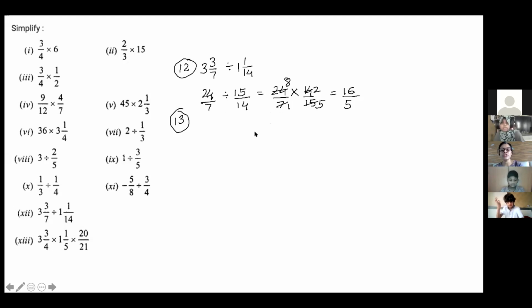Yes, Abdullah. What did you not understand? See, I did 24 by 7 and 14 by 15. Till here it is clear. Okay. Yes, ma'am, I did this also. 7 became 1 and 14 became 2, and 30 upon 7 is the answer. And 15 and 24 I cancelled out. 3 fives are 15 and 3 eights are 24. Is it clear, Abdullah Patel?